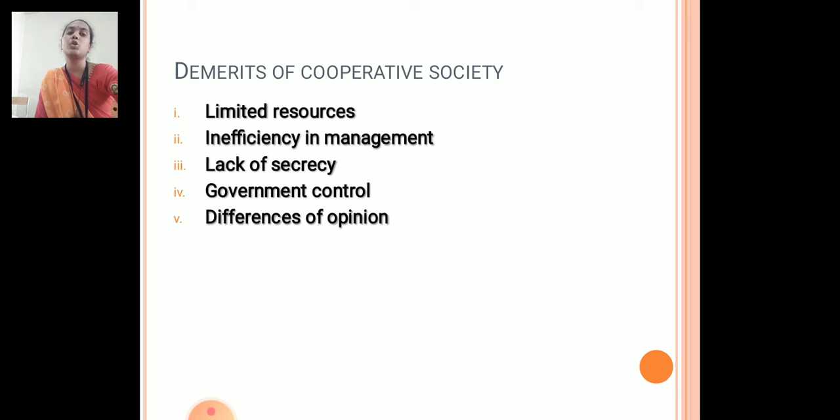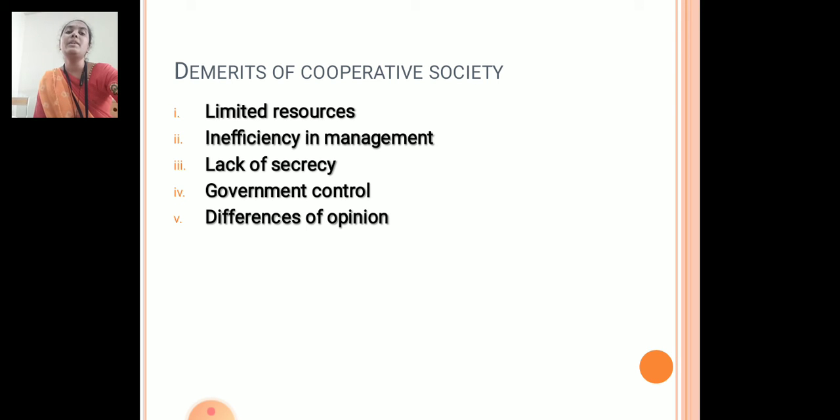Why should secrecy be maintained? There is some information, some new projects, which should be kept secret so that they are implemented properly with a proper plan. If that secret is not maintained, if some of the information is not kept confidential, then it might be misutilized by some of the members themselves or even by outsiders. Hence, because of lack of secrecy, the cooperative society is facing problems.